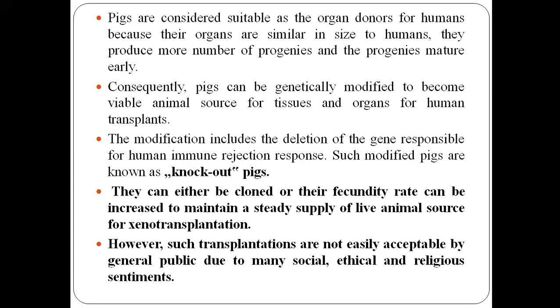Pigs are considered suitable as organ donors for humans because their organs are similar in size to human organs, and they produce a larger number of progeny, and the progeny mature early. So if you need a number of organs within a shorter period, you can get them from the swine. That is meant by the larger number of progeny and the early maturity.